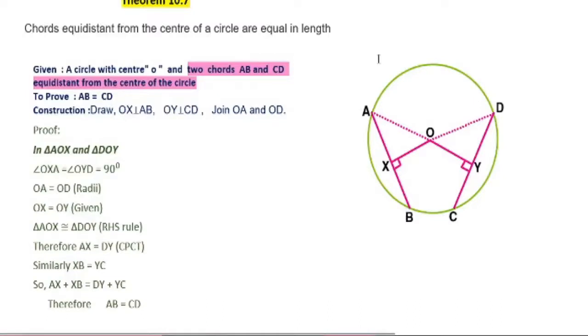I hope these three theorems are clear. For the first theorem we have learned only the statement. For class 9 the proof is not required, so we will discuss only the statement of the theorem.